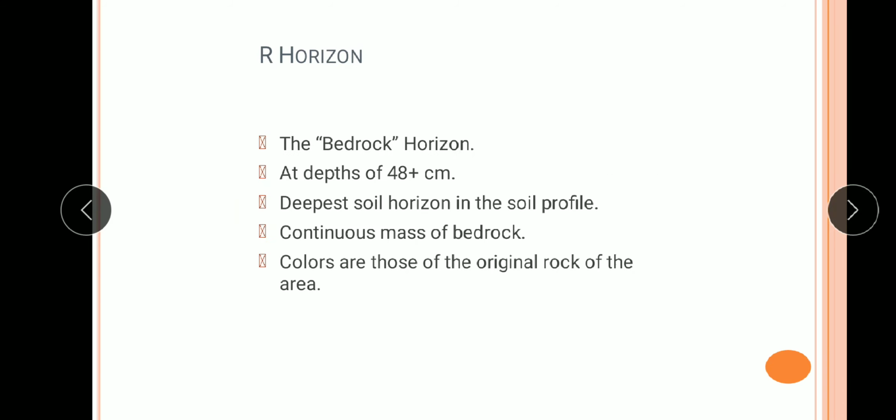Then the R horizon. The R horizon is the bedrock horizon. It is at a depth of 48 plus centimeters. It is the deepest soil horizon in the soil profile. It is a continuous mass of bedrock. Its colors are those of the original rock of the area.